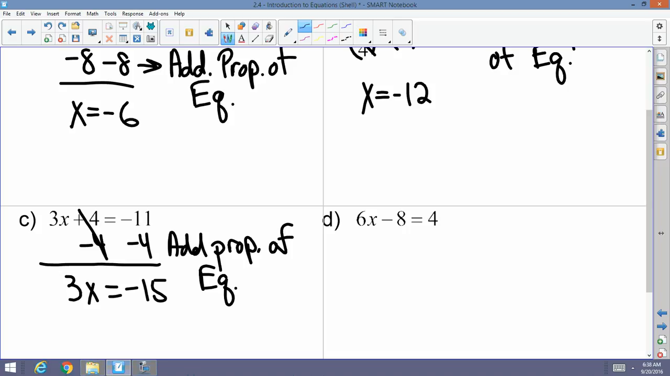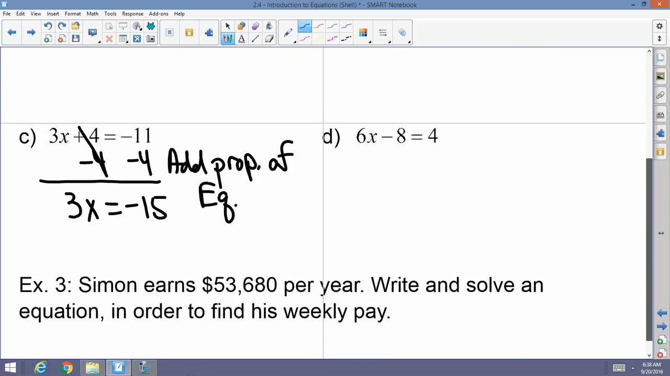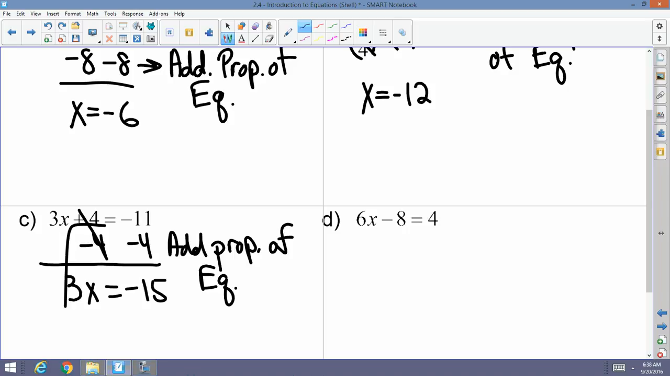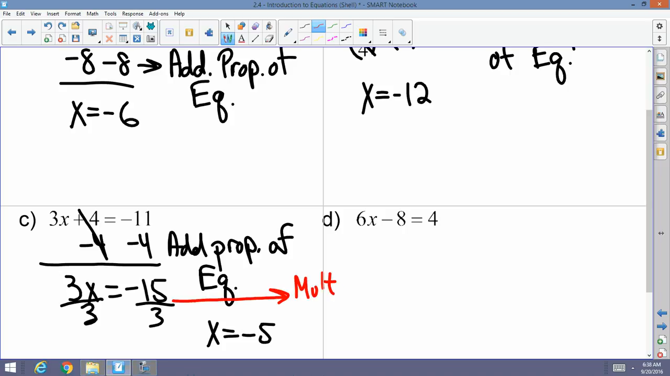Okay? And then I have 3x equals negative 15. So I'm going to go ahead and divide by 3 on both sides. So x will equal negative 5. And the property that allowed me to divide by 3 on both sides was the multiplication property of equality. Okay? And there you go.